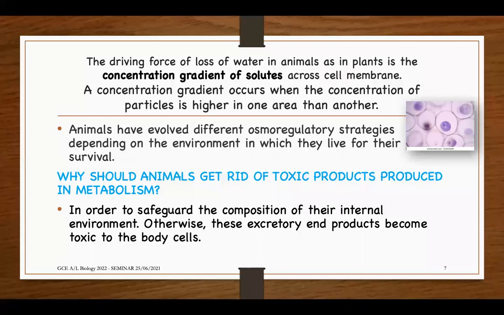And then the next part, you can look in the slide. Why should animals get rid of toxic products produced in metabolism? Once again, in order to safeguard the composition of their internal environment. If there's anything inside our body that is harmful, we have to get rid of it. Simply, all of these excretory end products will become harmful and toxic. So, the main reason is we can't live with things that are toxic to our body. We will remove them.